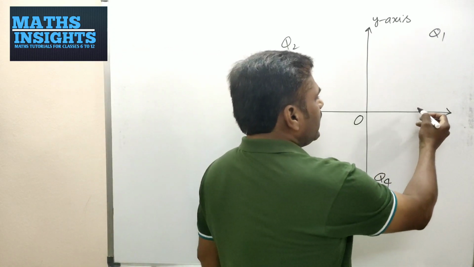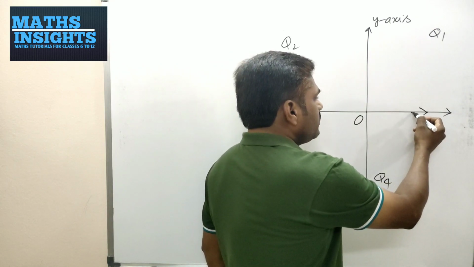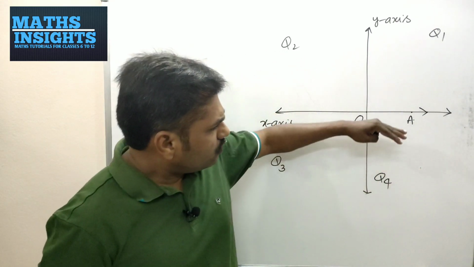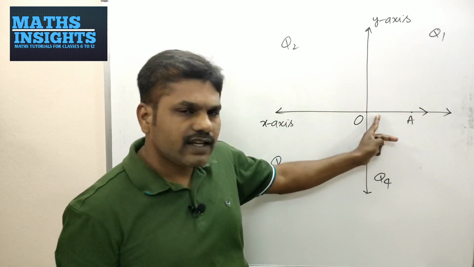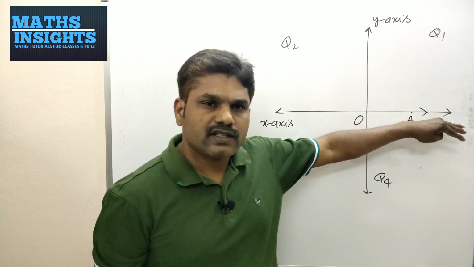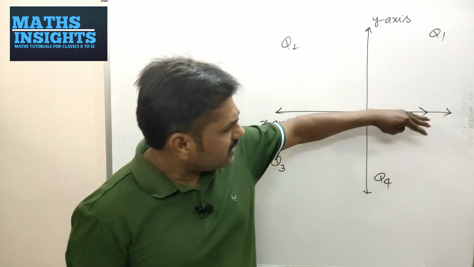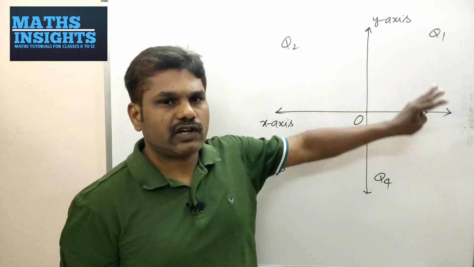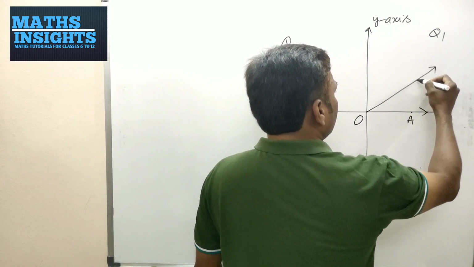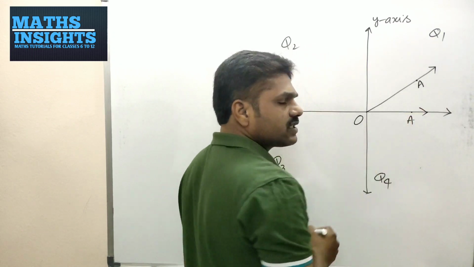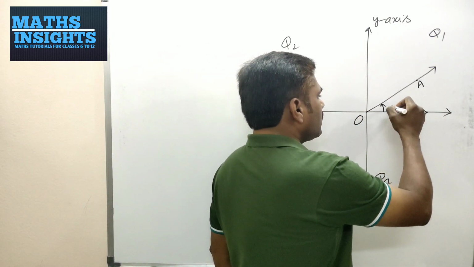Now I am taking a ray which is coinciding with the positive x-axis. Let it be OA. OA is coinciding with the positive x-axis. That's why the angle between the positive x-axis and this OA is 0. When it starts to rotate in the anti-clockwise direction, suppose this OA is here, this is A, this OA is here rotating in the anti-clockwise direction. That's why I am writing the arrow mark like this.